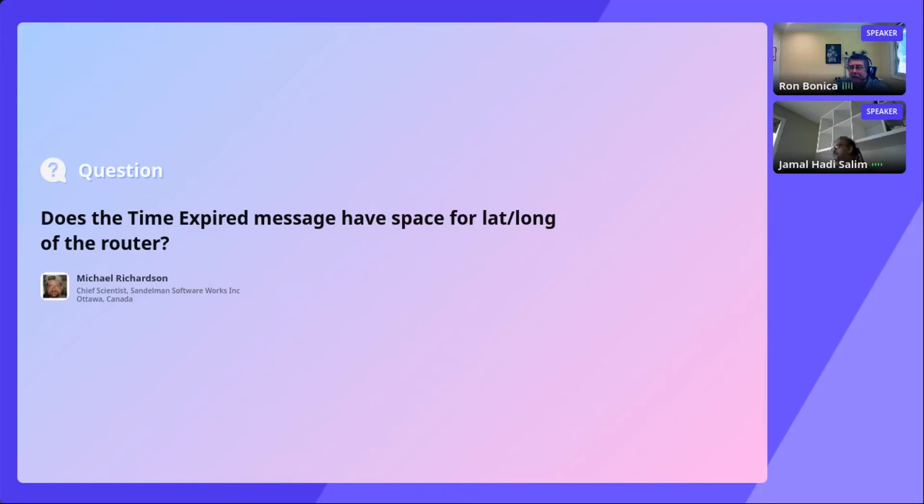Does the time expired message have space for the lat long of the router? Well, the time expired message can be extended. There isn't a TLV to put it in right now, but one could be defined. So yes, it is possible, but there's yet another question: is it a good idea to reveal the lat long of routers? I assume for some operators that it may be a good idea, and for others not. If you'd like to explore this, feel free to send me some private email.